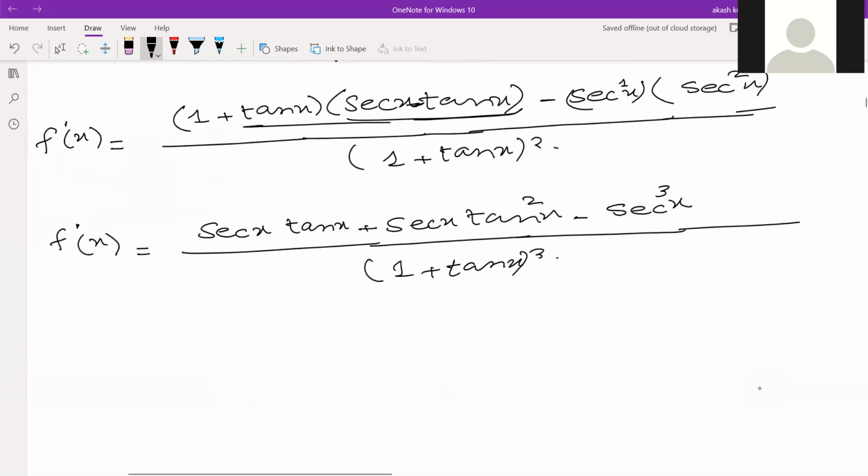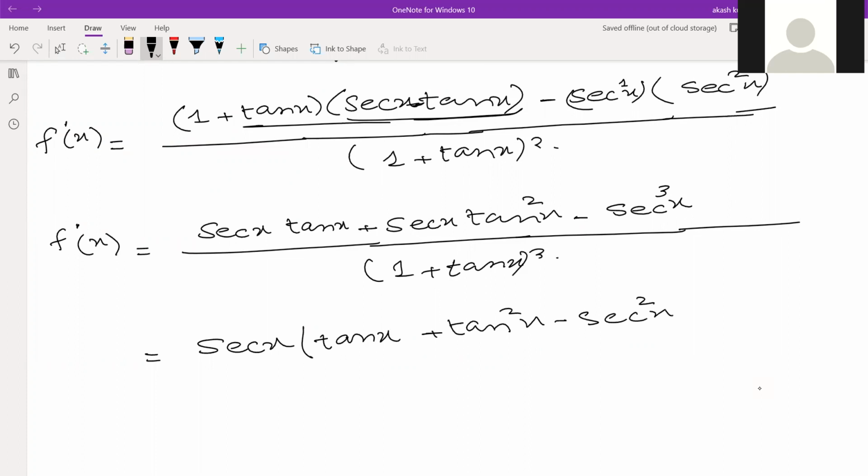Is there anything common that we can take from the numerator? Yes. It is sec x that we can take common. And then we have left tan x plus tan squared x minus sec squared x, divided by 1 plus tan x whole squared.